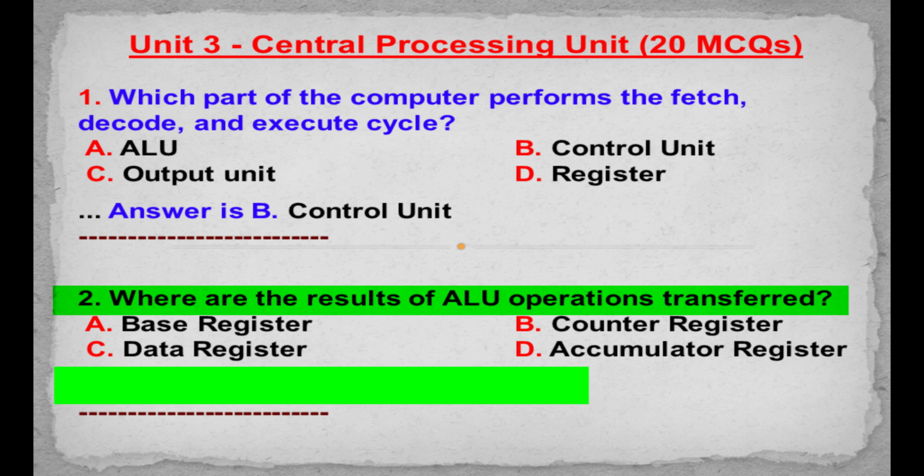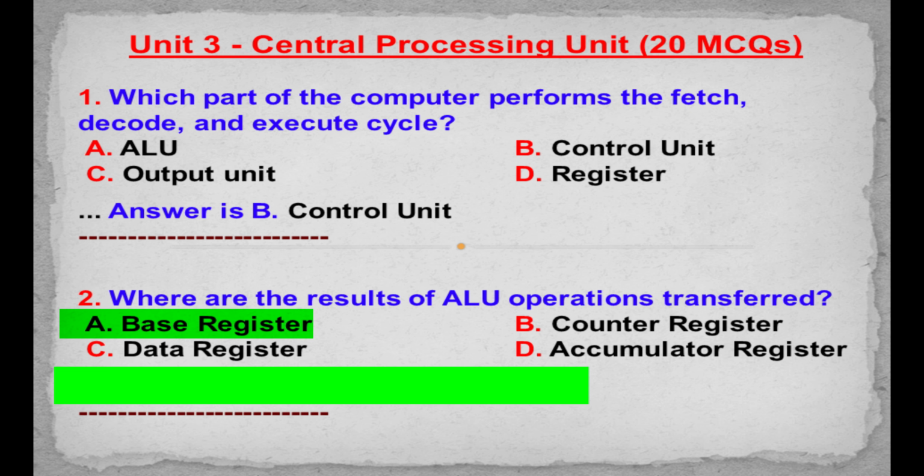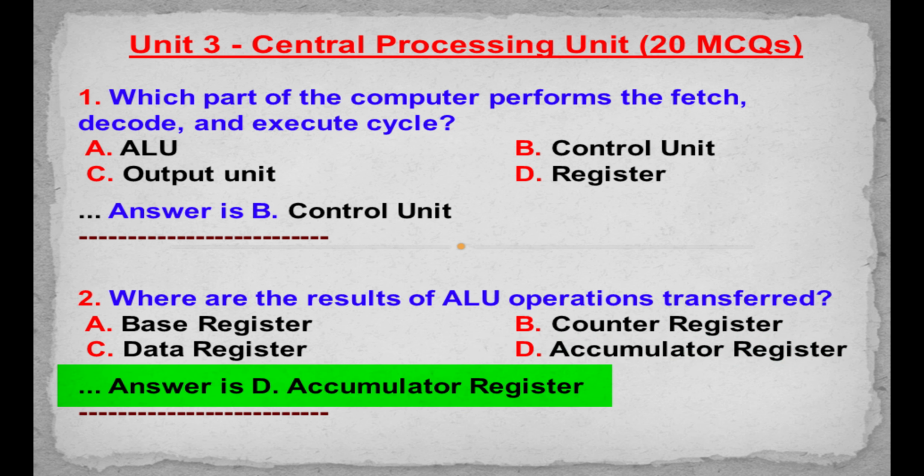MCQs number 2. Where are the results of ALU operations transferred? Option A, base register. Option B, counter register. Option C, data register. Option D, accumulator register. Correct answer is option D, accumulator register.